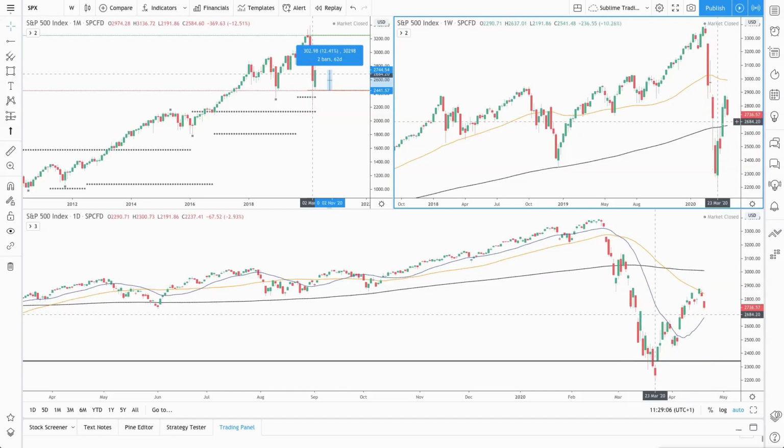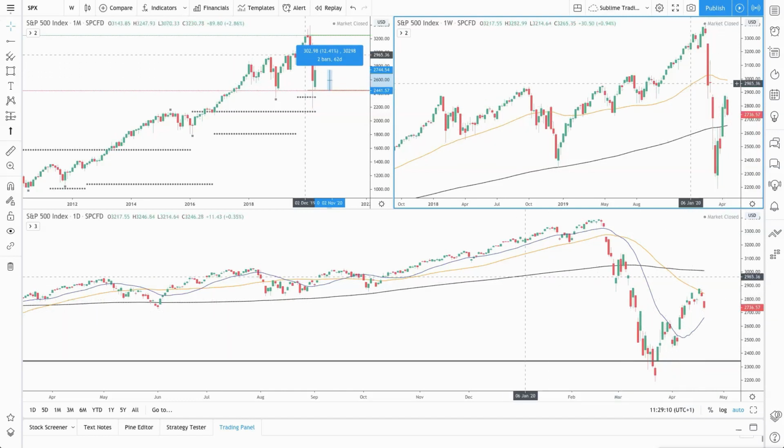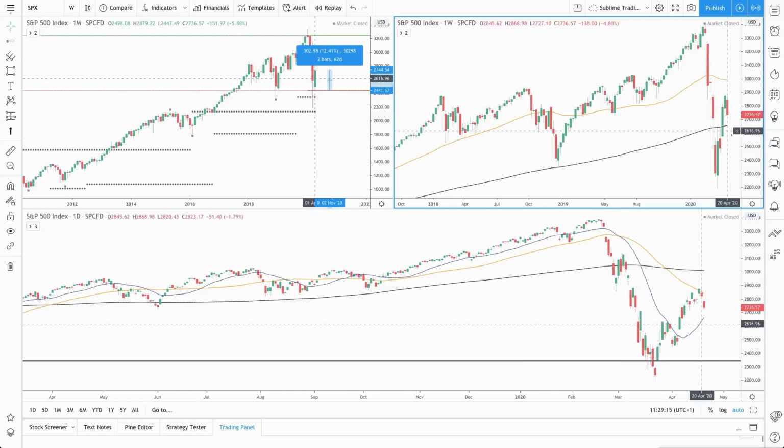So this is still above the 200 moving average, unlike the Dow Jones, which is currently trading below the 200 moving average. And of course, it's trading below the 50 simple moving average. Now remember, the 200 moving average is a clear bias of price action. So if price is above, it has a bullish bias. If price is below, it has a bearish bias.